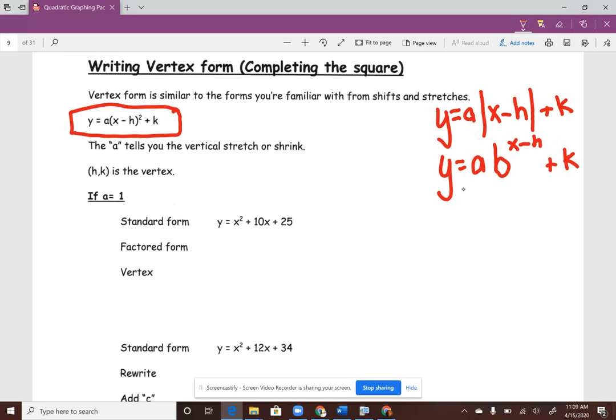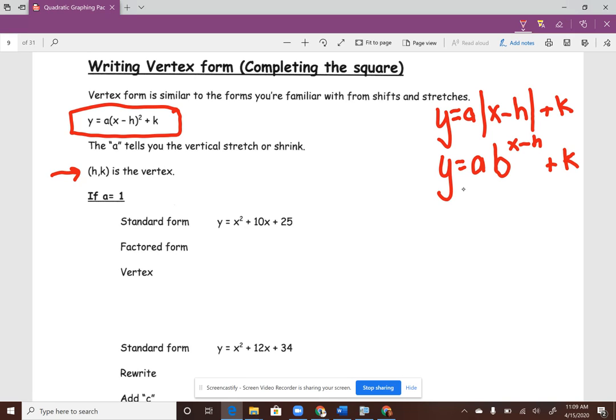The a, that's your stretch or shrink. The h is the x coordinate of the vertex, and the k is the y coordinate of the vertex. We don't really do a lot with the a at this level, but you will do a lot with the a next year in geometry. We really focus more on the h and k, and the h and the k are the vertex.